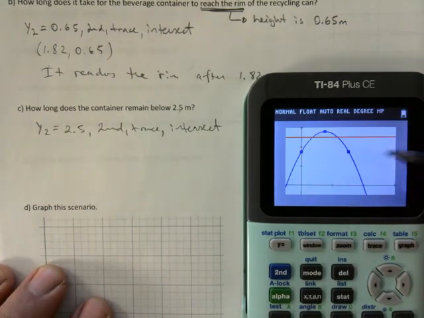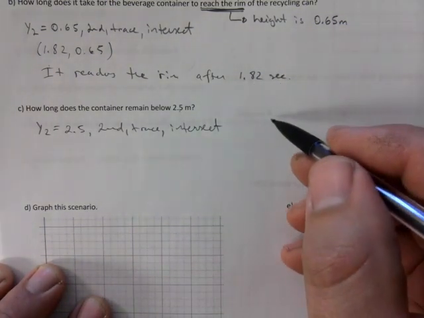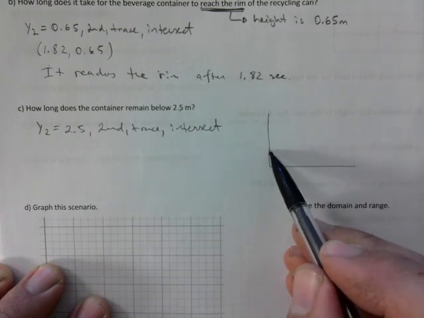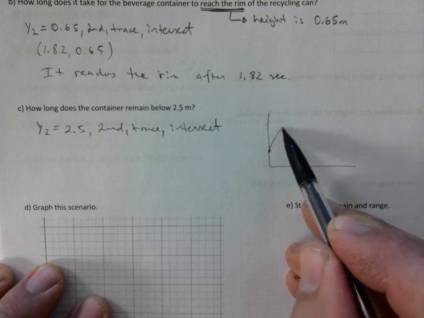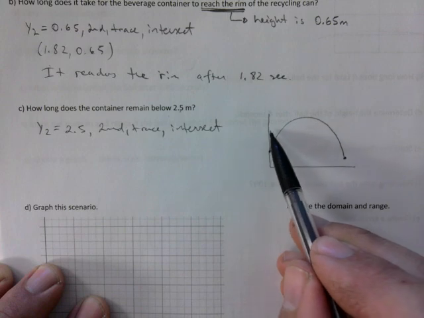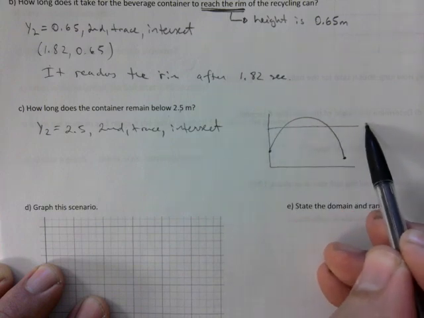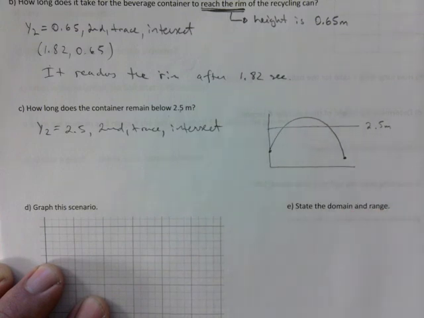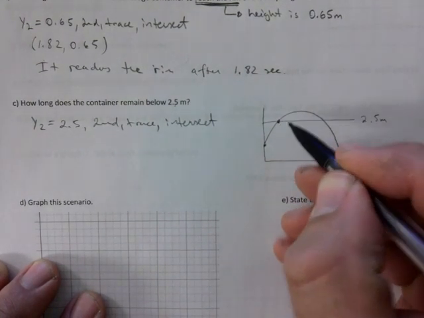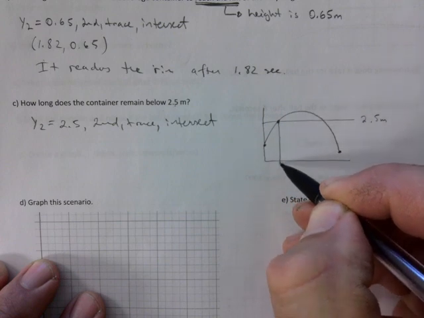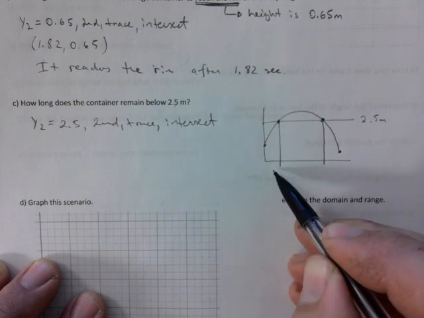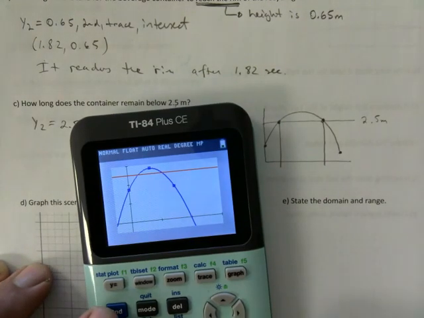So let's, I will sketch it for you again. It's important to see how this works, okay? It lands somewhere on the rim. This is our 2.5 line. So we're going to figure this out. We're going to find time 1, and we're going to find time 2. So let's go ahead and do that. You beat me to it.